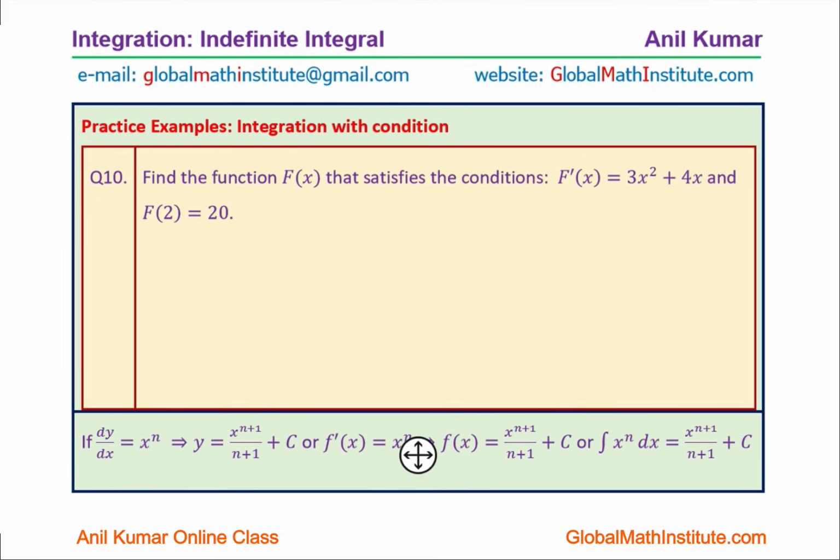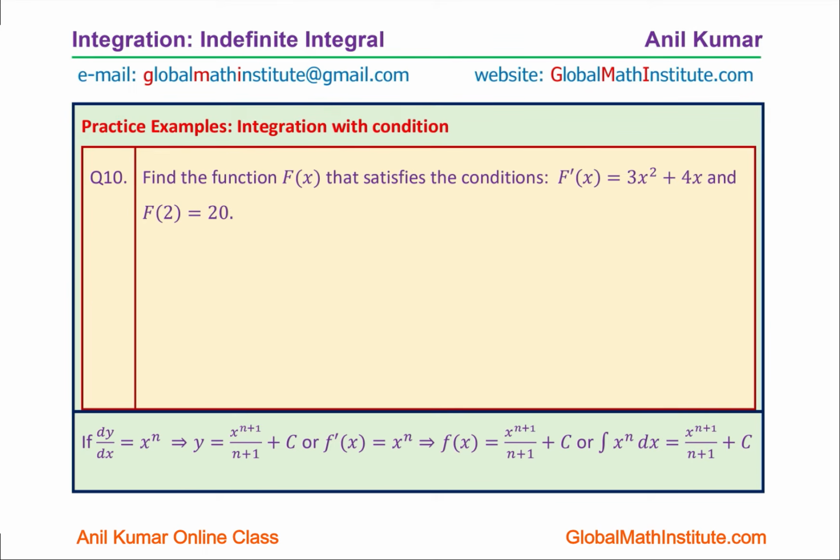The last question comes here, and this is very important. It says, find the function f of x that satisfies the condition that the derivative of the function is 3x squared plus 4x and f of 2 is 20. So we are given a condition, we should be in a position to find the value of the arbitrary constant and therefore a definite value of our integral, right? Indefinite integrals have many solutions; plus c gives you that variety.